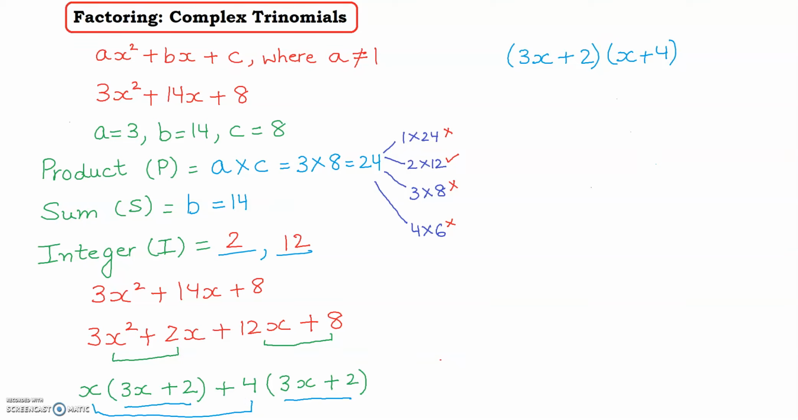Therefore, this is the therefore symbol. If you have to factor this complex trinomial, which was 3x squared plus 14x plus 8, after factoring, we got 3x plus 2 and x plus 4.